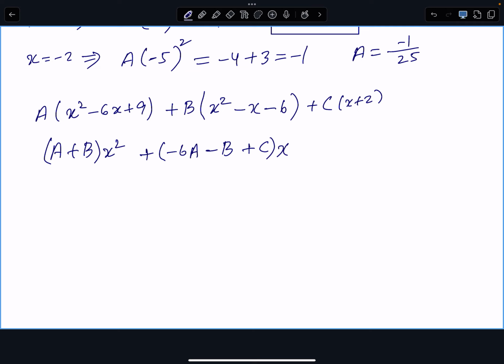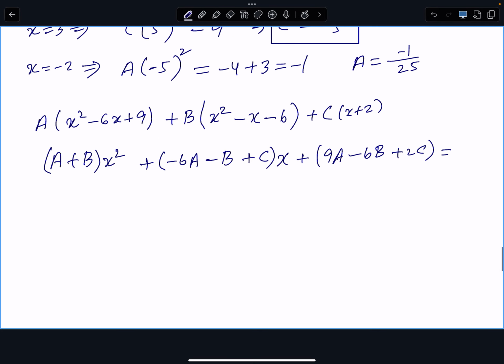This is x. And then the number, which one has number? This one times a, 9a. This one is number minus 6b. This one is number plus 2c. Equals what? 2x plus 3. So we're looking for B. We're going to go for this one. That's it. Is that clear, guys?